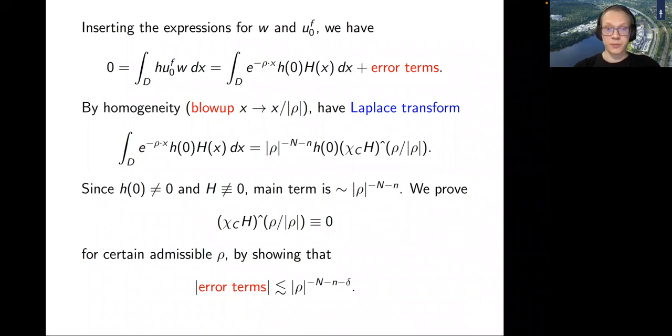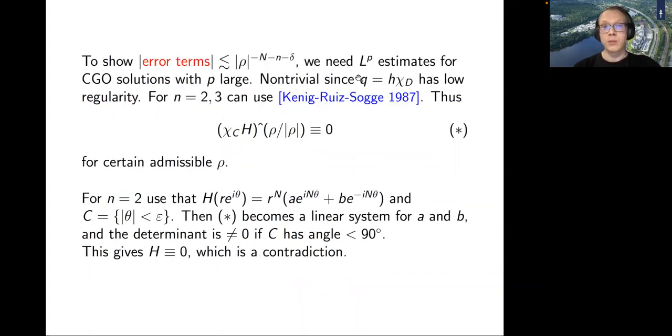So this can be done by some L^p estimates for the complex geometrical optics solutions, which are not so easy because this potential has low regularity. And if you need L^p estimates for large p, then that is not so easy. But in low dimension, you can use the fundamental Calderón estimate of Kenig, Ruiz, and Sogge to do this. So you get the vanishing of the Laplace transform.